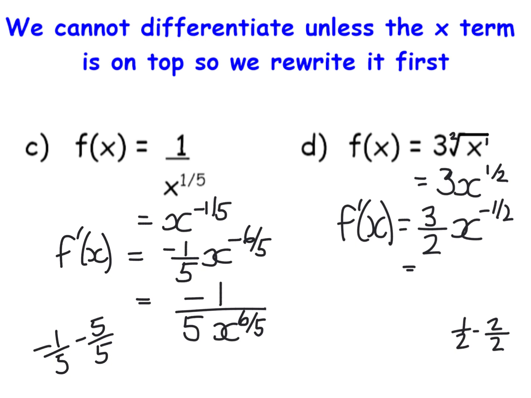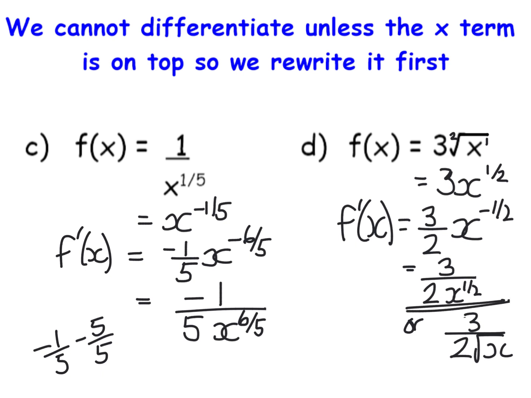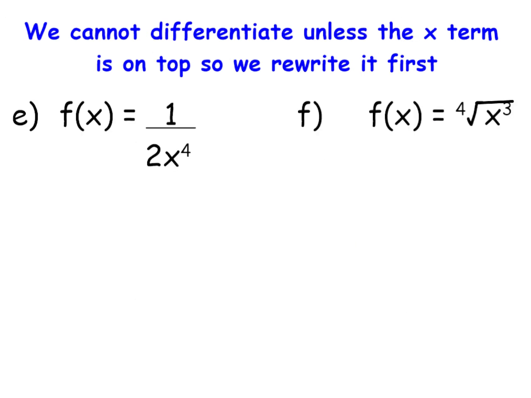When you have to write that using positive indices, then you keep the 3 on the top, the 2 goes on the bottom, and then you've got x to the power of half, or you could write that as 3 over 2 square root x. But as I say, this answer is perfectly okay unless it is a question that's going to involve substitution, which we are not quite at just this minute. Okay, 2 more to go.